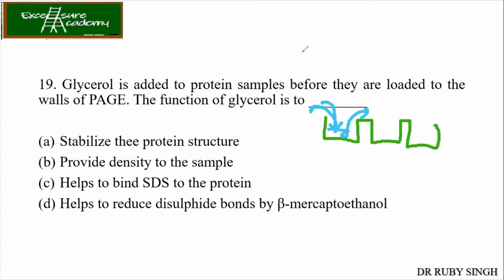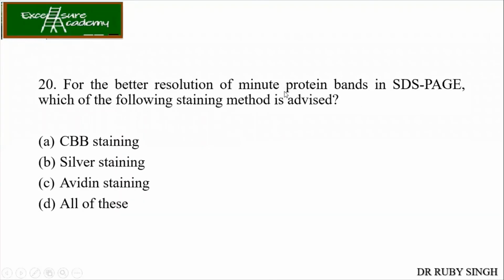But if you have glycerol present, it directly goes into the well and it gets settled over there because it is providing density to the sample. It gets filled over here. If the glycerol is not present, the sample will come out of the well. So hence the answer is that it provides density to the sample. Okay, I hope this is clear to everyone. Now to the next question.